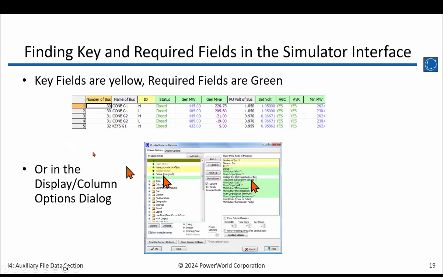And this slide just again shows the indications in the user interface of yellow for key fields, green for required fields. And if you want to make sure they're all on the display, then you can go to the list of fields or to the display column options and look at the folders that contain the key and the required fields and make sure all of them are shown in the grid.